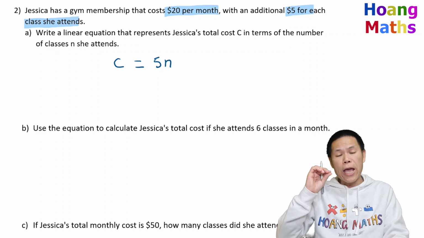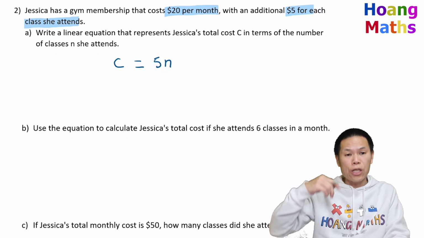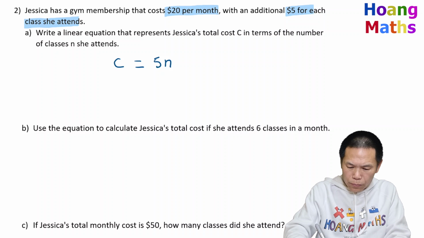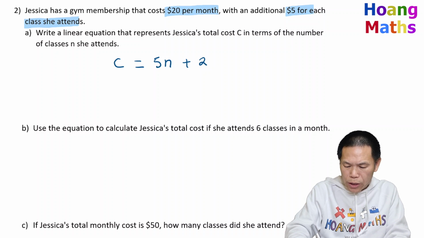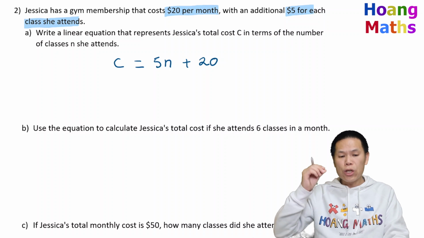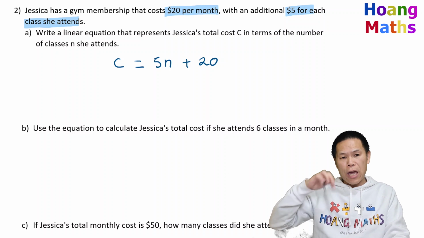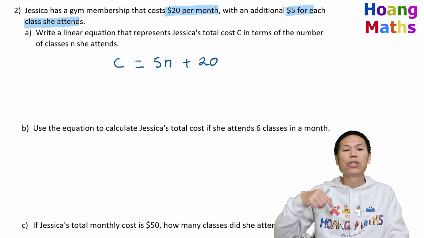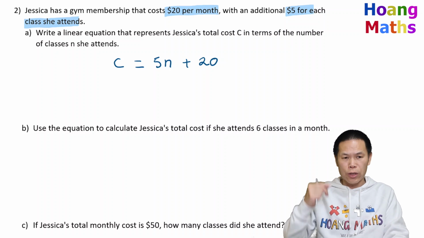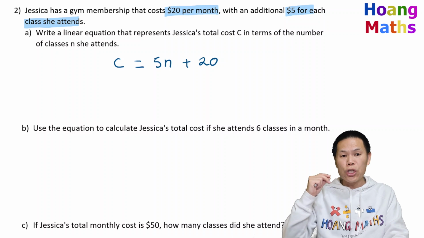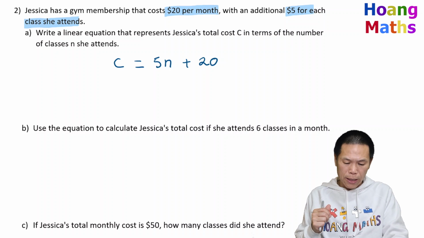And don't forget, she has to pay $20 each month for the membership as well. So she needs to pay plus $20. So that is for the membership fees. Regardless of whether she attends any class or not, every month she must pay $20. And each class, she needs to pay $5 extra. So keep that in mind. That is the rule to find the cost for each month that Jessica has to pay.